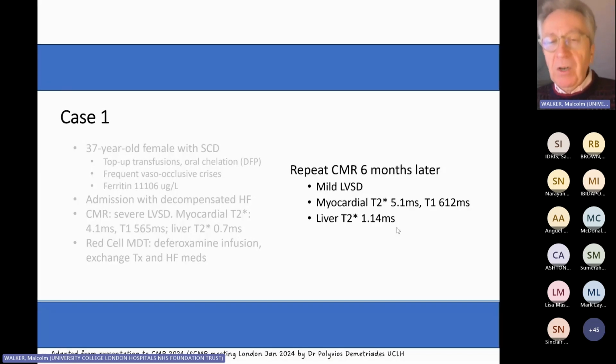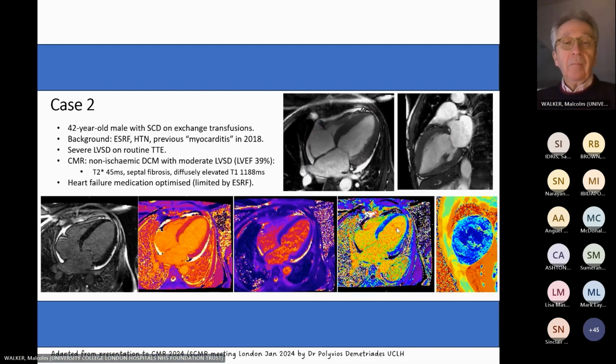Paradoxically, this is our fault. When the T2 star rises, the iron content goes down. That's been a bane of my life ever since we decided to express it that way, because people get very confused. But adding deferoxamine to her conventional anti-failure treatment was fundamental for this young woman.